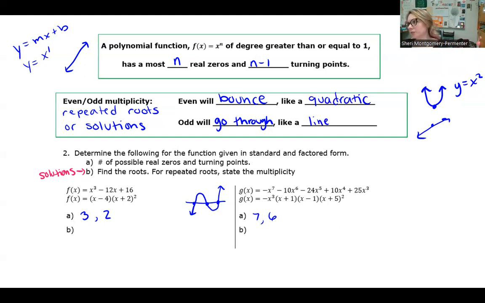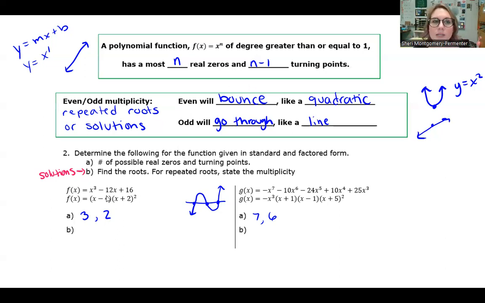Most of the time, your functions go through, but we always check for even multiplicities. So if it's odd, it could be to the first, third, fifth, seventh, anything that is an odd exponent. Anything that is an even exponent, if it's squared or to the fourth power, it's even.